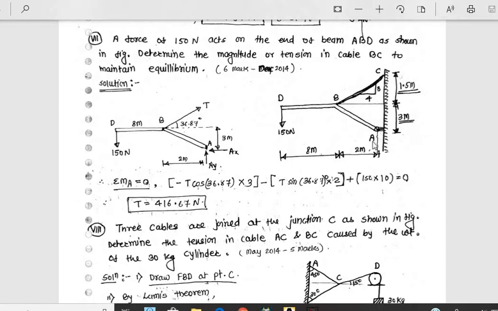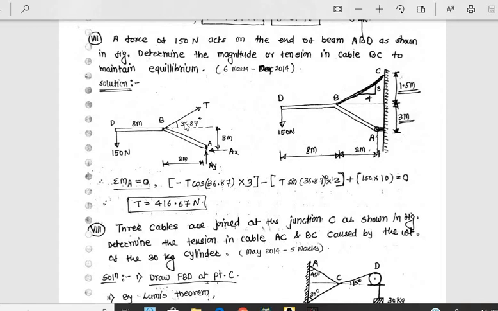Therefore you have two reactions, AX and AY, and you calculate this angle, tan inverse of 3 by 4, and replace this cable BC by a tension force. This is T, and this angle is 36.86, tan inverse of 3 by 4. Okay, and this distance is 3 meter. Now what is asked is the magnitude of tension, so this tension force has been asked.